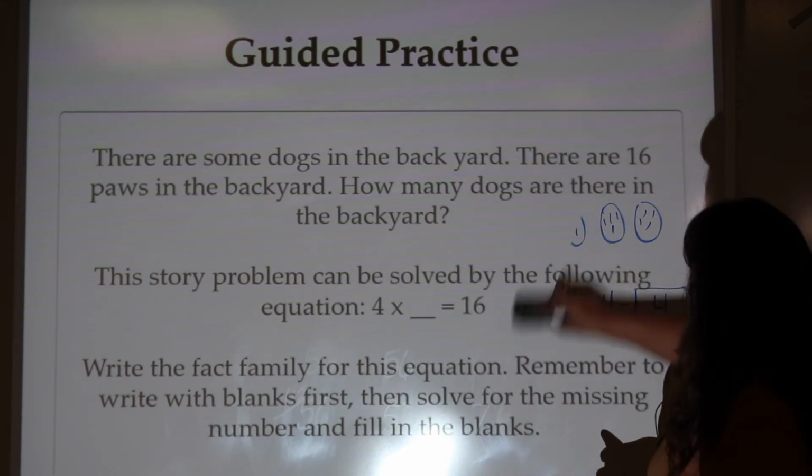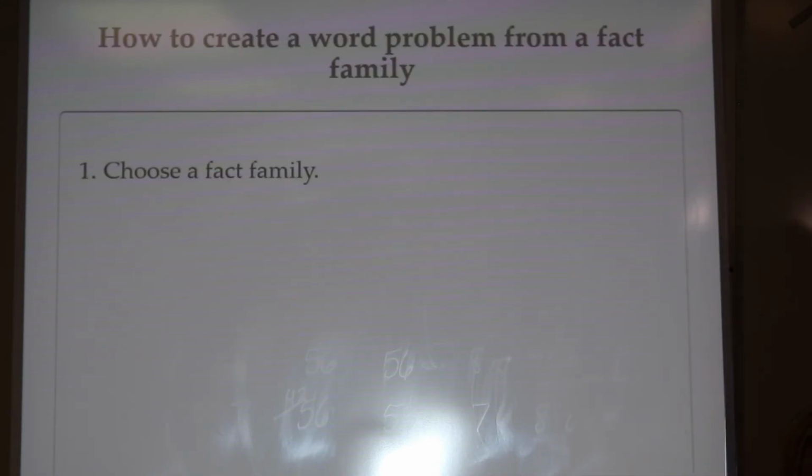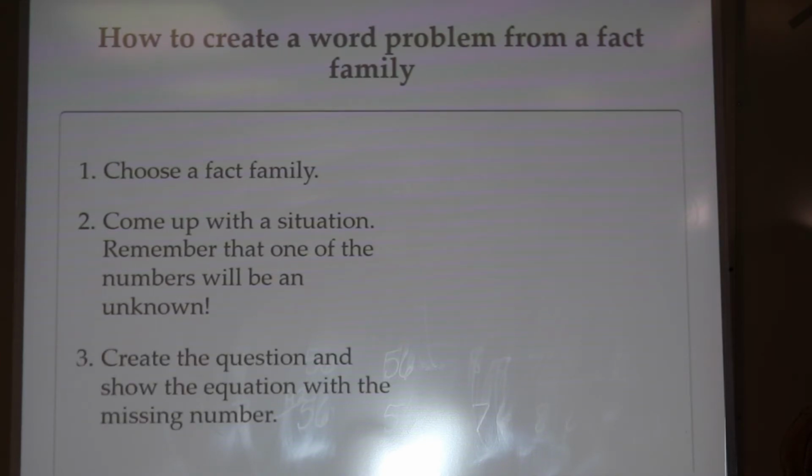Okay, now we're going to create a division. So you choose a fact family, you come up with the situation. Remember, one of the numbers will be an unknown. And you're going to create the question and show the equation with the missing number.